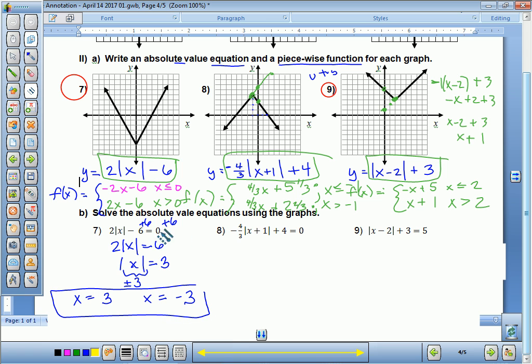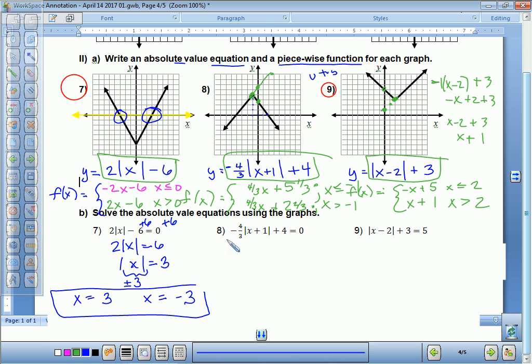Now, how can I verify that graphically? If I go, this says where does that equal 0? So if I come right here where it's 0 and draw a line, do you see it intersects right here at -3 and right there at +3? Graphically, algebraically.